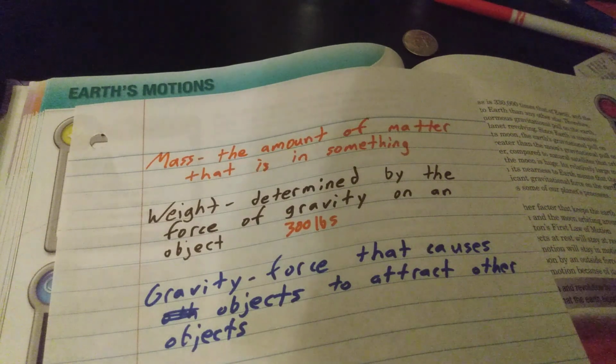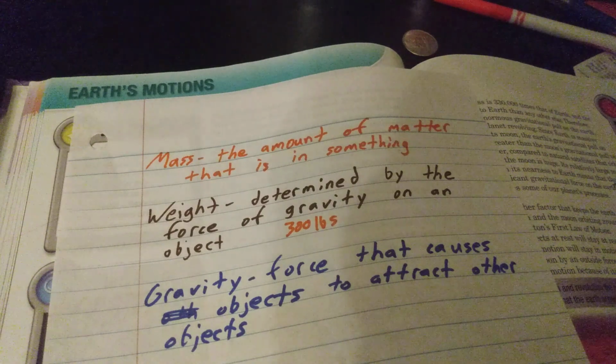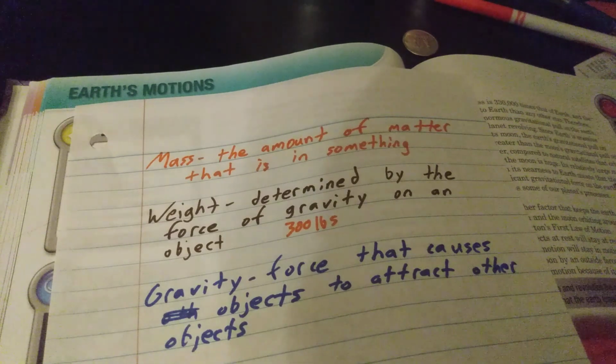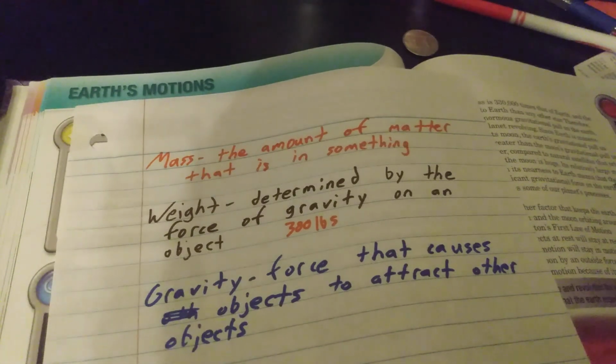Let's say, for example, somebody in your class weighs 75 or 80 pounds. That 75 or 80 pounds means that is the exact force of gravity that is pulling on you, pulling you towards the center of the earth. There is 75 pounds of force pushing down on you, forcing you down to the ground.